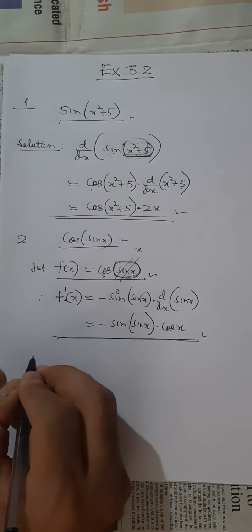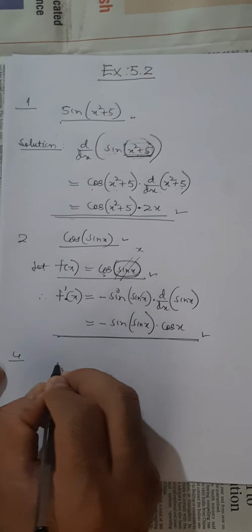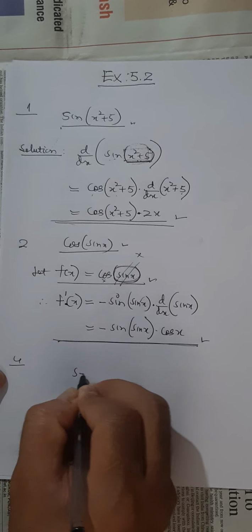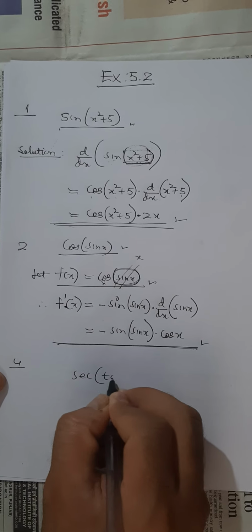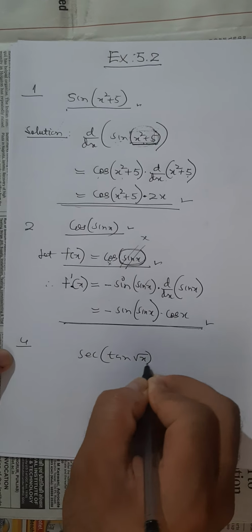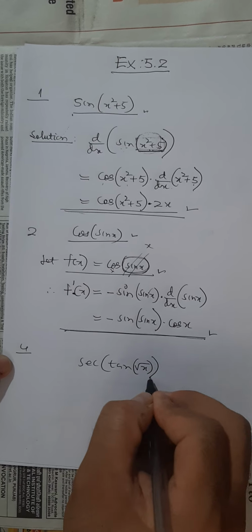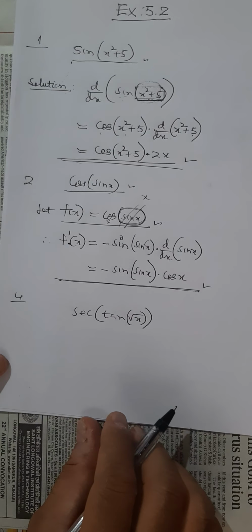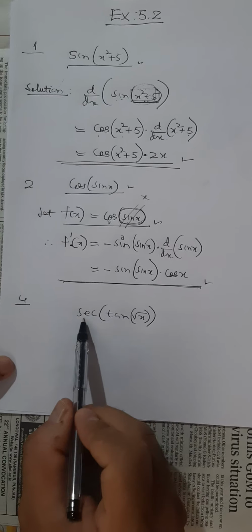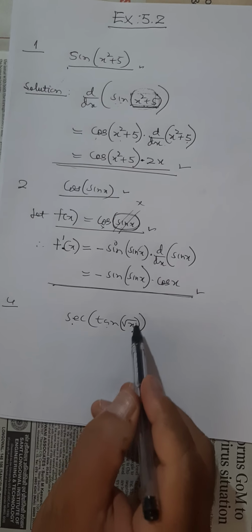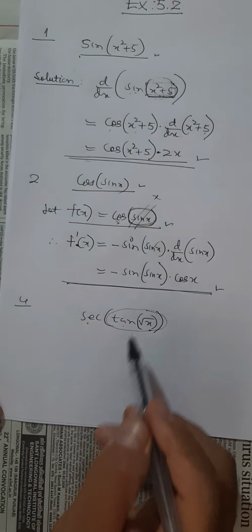Let me go to the fourth one. Third is the same question. There you have sec of tan of root x. You know now, as we did, there is a composition of how many functions? 3 functions: sec, tan and root. So first we imagine these are the x.